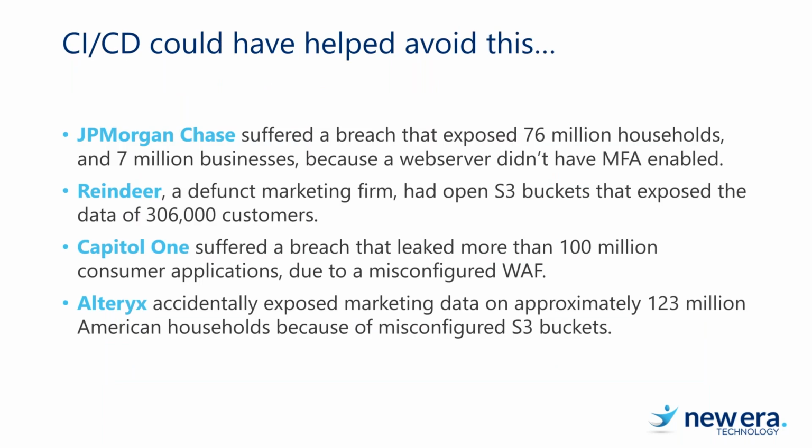Well, let's look at some real world examples of these security risks at work. JP Morgan Chase had suffered a breach that exposed 76 million households and 7 million businesses, all because a single web server didn't have multi-factor authentication enabled. CI/CD absolutely would have helped prevent this because the automation will not overlook the patching of a server. The targets for automation are specifically set, and it will ensure that these systems have their package deployed. And if there was one person who was given a list of servers to update, it's quite possible they could have overlooked one.